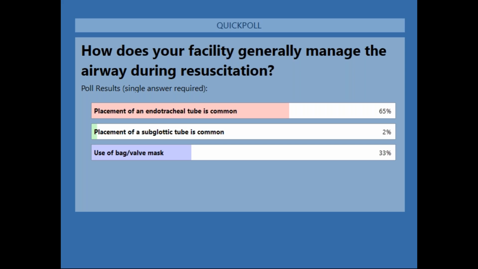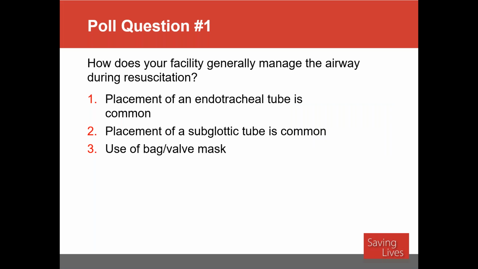Okay, so about 65% of you are placing an endotracheal tube. Very few subglottic tubes, so interesting. And then bag valve mask. BVMs are very commonly used, and sometimes we'll use them with an oropharyngeal airway if the patient's comatose. Obviously, they usually are in cardiac arrest. Okay, cool. I absolutely love this. I love seeing what's happening out there with everyone. We'll get back to the presentation.